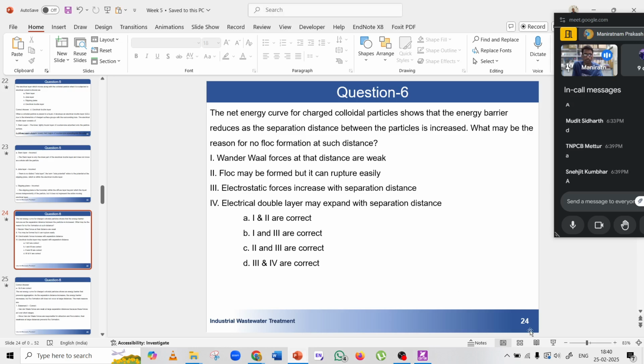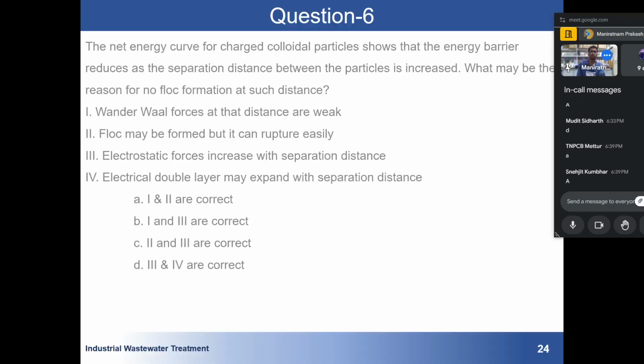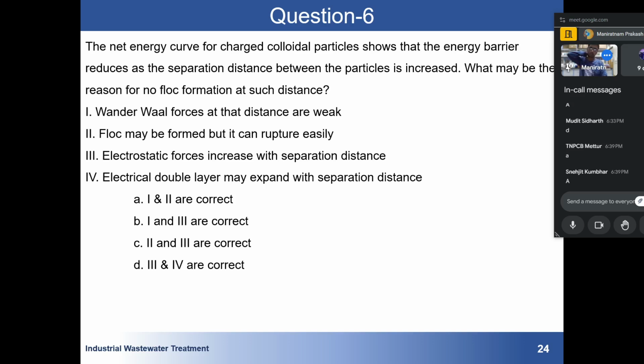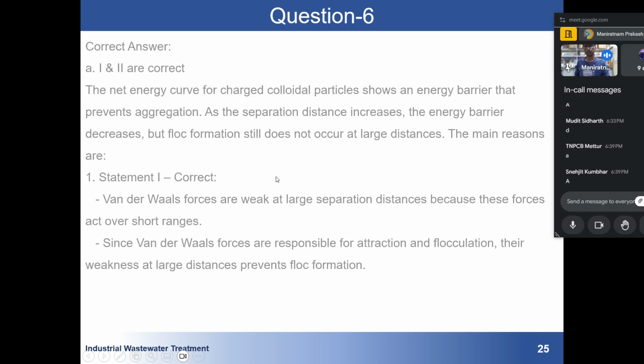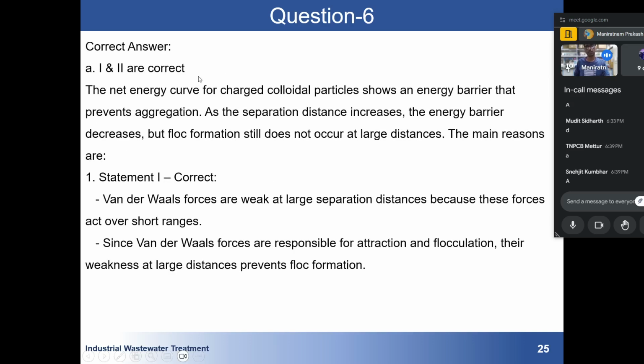The question was: what may be the reason for no floc formation? First, van der Waals forces at that distance are weak. Flocs may be formed but can rupture easily. Electrostatic force increases with separation distance. Electrical double layer dependence may extend within the separation distance. So the correct answer is A, that is 1 and 2 are correct.